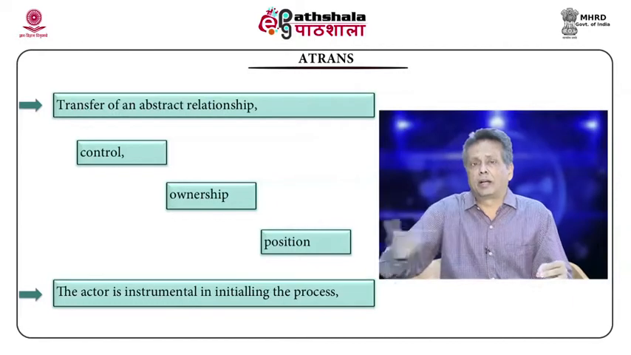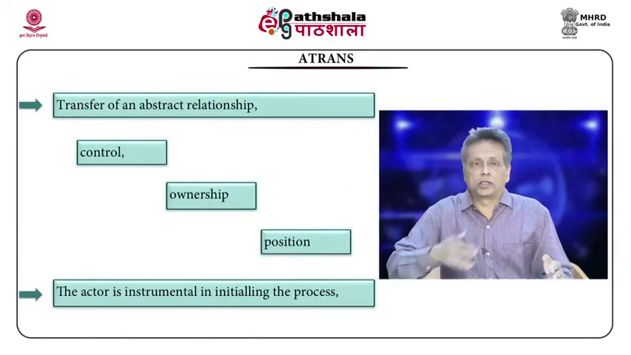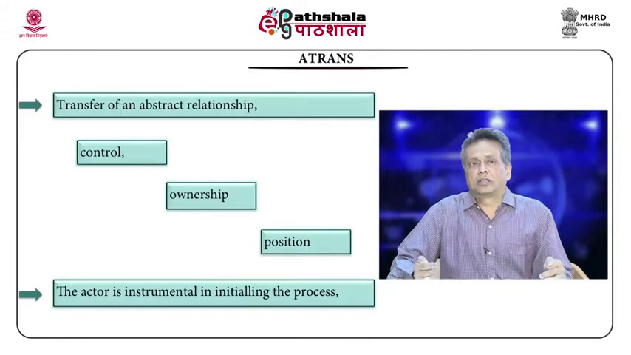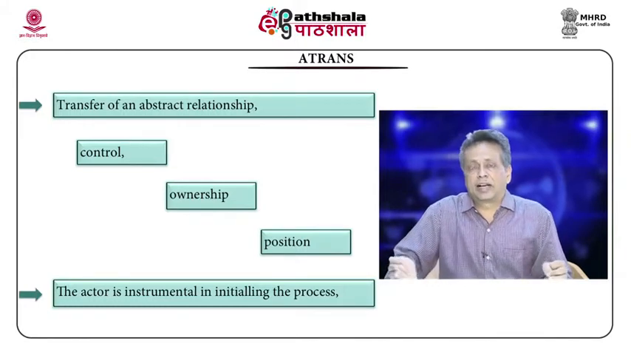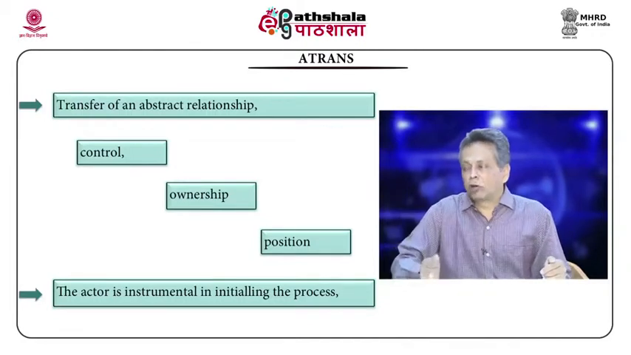Okay, let us start talking about the first primitive, A-trans, abstract transfer. Actually, it talks about mental control, that is, the control or ownership or position transfer. For example, one example given in the handout says Sachin gave his bat to Sarfaraz. Now, that is an example of the transfer of ownership. Such things are represented using the primitive called A-trans.